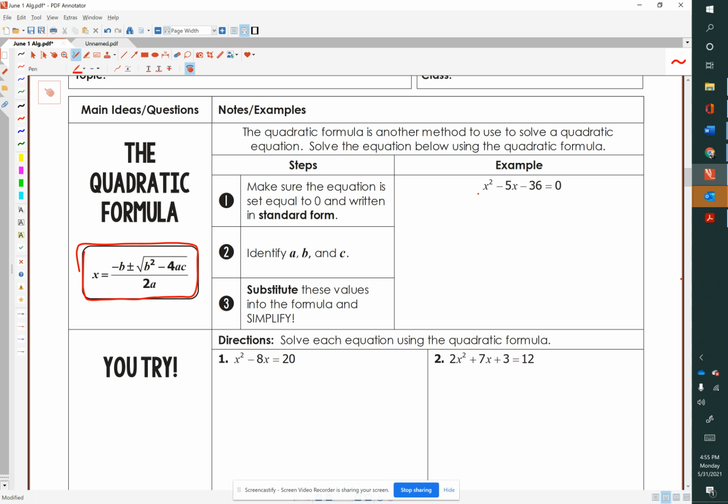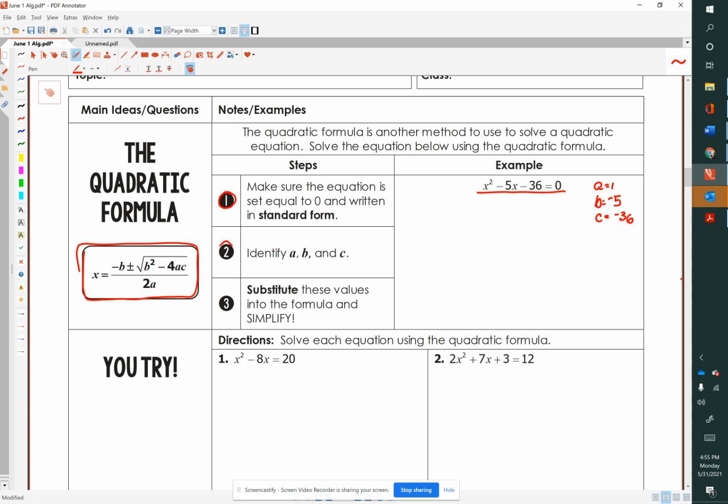So we have our example here: x squared minus 5x minus 36 equals 0. That takes us to step one, which is to make sure that the equation is set to 0 and that it's in standard form, ax squared plus bx plus c equals 0. Then you want to identify a, b, and c. In this case, a equals 1, b is negative 5, and c is negative 36.